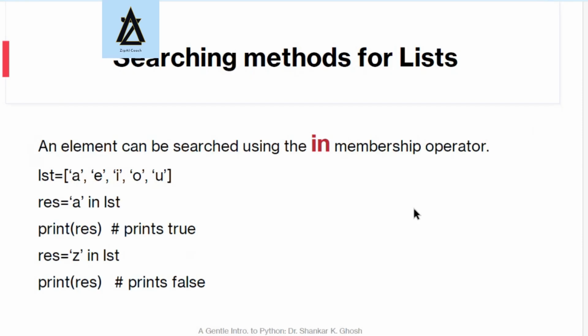There is another operator, which is the membership operator. You define one list and then you use the in operator. This membership operator tells you whether a particular member or element is present inside a list or not. For example, this is a list. If you write a in lst and then print the Boolean value, it will print True, because that element is inside the list.